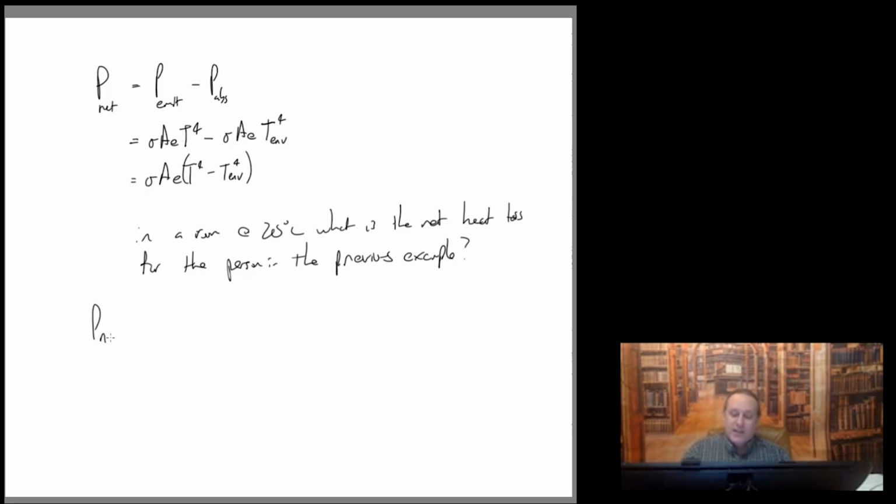So the net heat loss is equal to sigma. Well, let's just put our numbers in. We have 5.67 times 10 to the minus 8 times 1.5 times 1. And the temperature to the fourth power is 310 to the fourth power. And the temperature of the environment in Kelvin, 20 degrees in Kelvin, would be 293 to the fourth power. That's 150, let's round it to 159 watts.